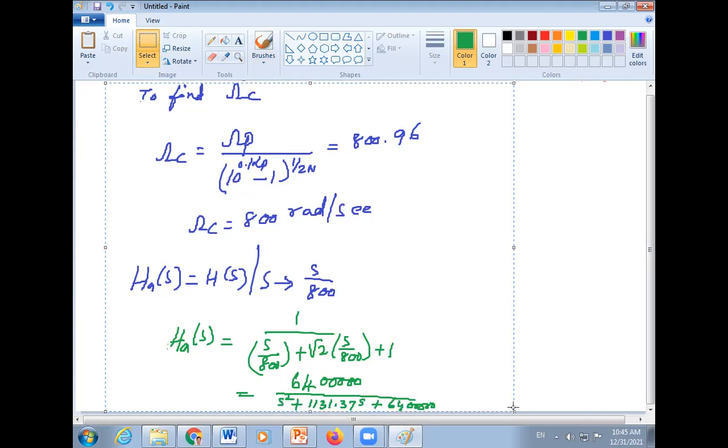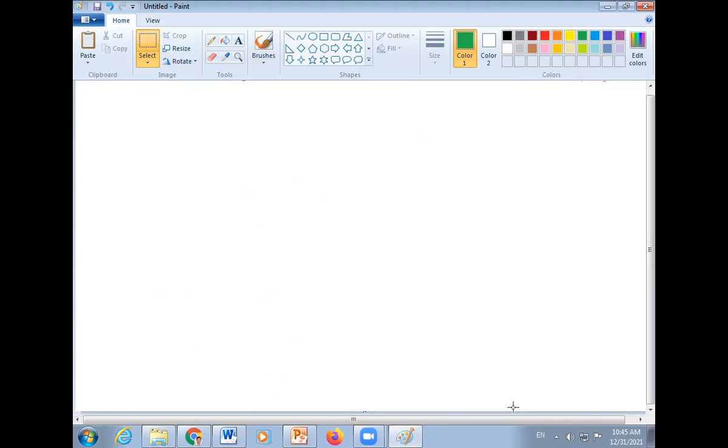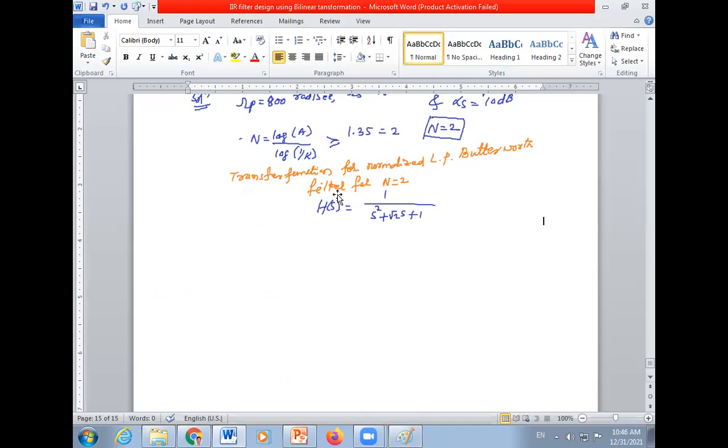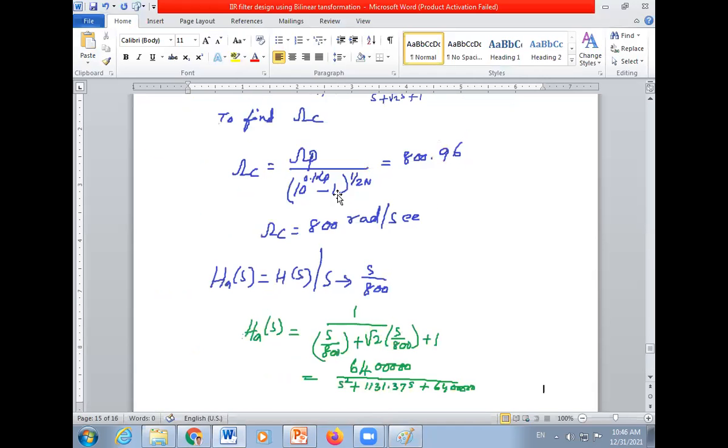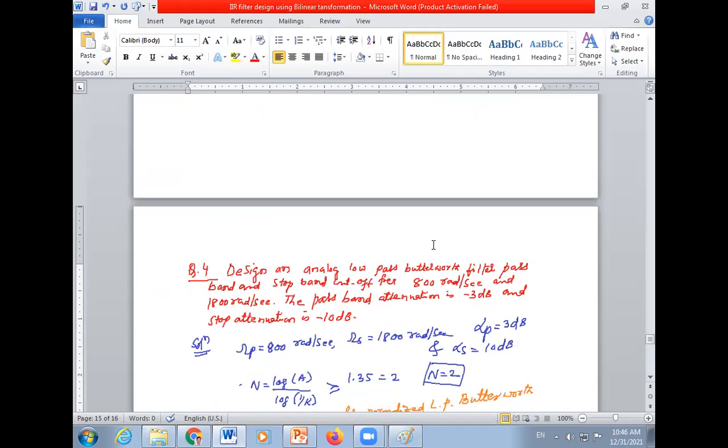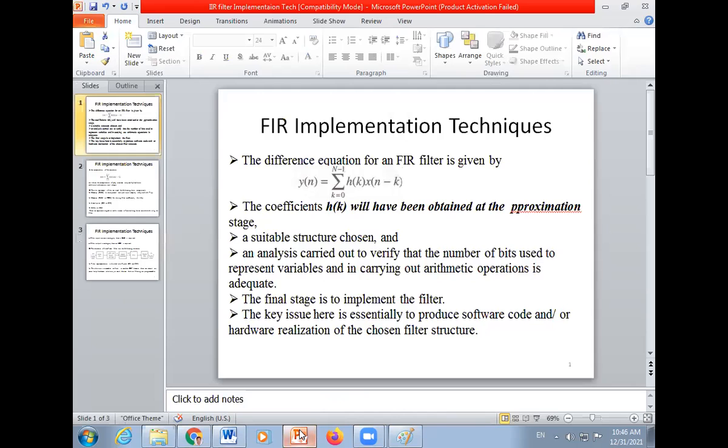So this is all about the varieties of examples on the filter designing part. And then at the end, we will discuss the filter implementation techniques. So let me start with this.